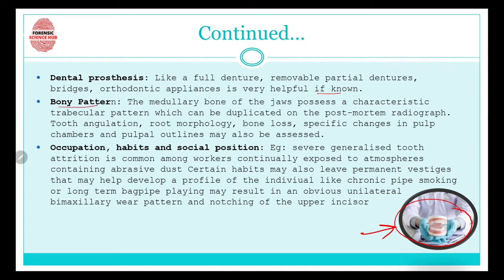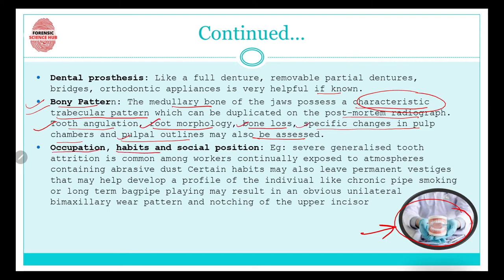Then the bony pattern. The medullary bone of the jaws possesses a characteristic trabecular pattern which can be duplicated on the post-mortem radiograph. Tooth angulation, root morphology, bone loss, specific changes in pulp chambers, and pulpal outlines may also be assessed. So everyone has characteristic bony patterns, that is, we can talk in terms of tooth angulation, root morphology, bone loss. All these factors can help.